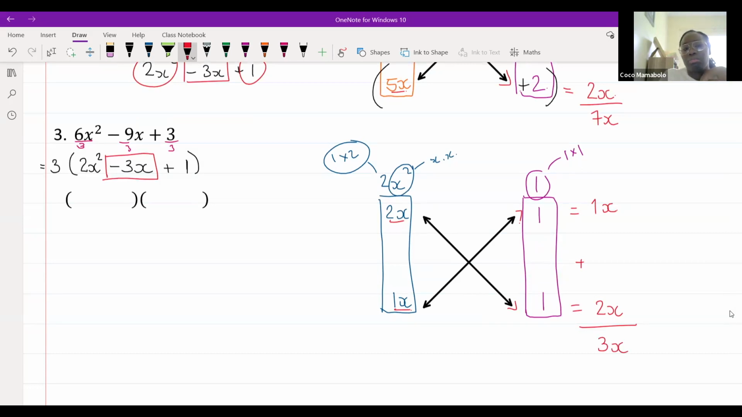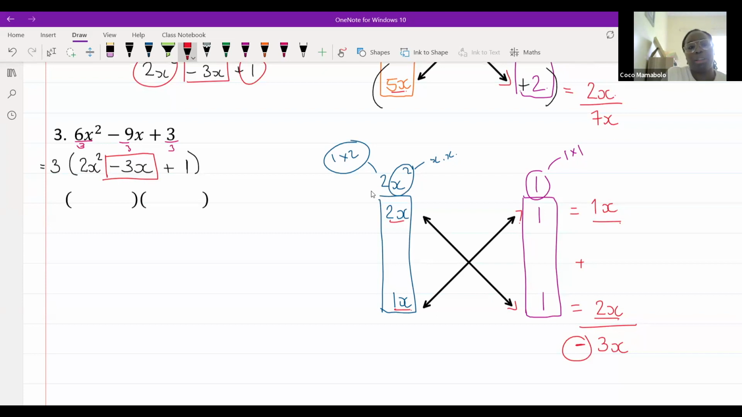Right? I'm going to get 3x. However, I need minus 3x. How can I change 1x and 2x so that I end up with minus 3x? Ma'am, please repeat the question. How can I change the 1x and the 2x to make sure that I end up with minus 3x?